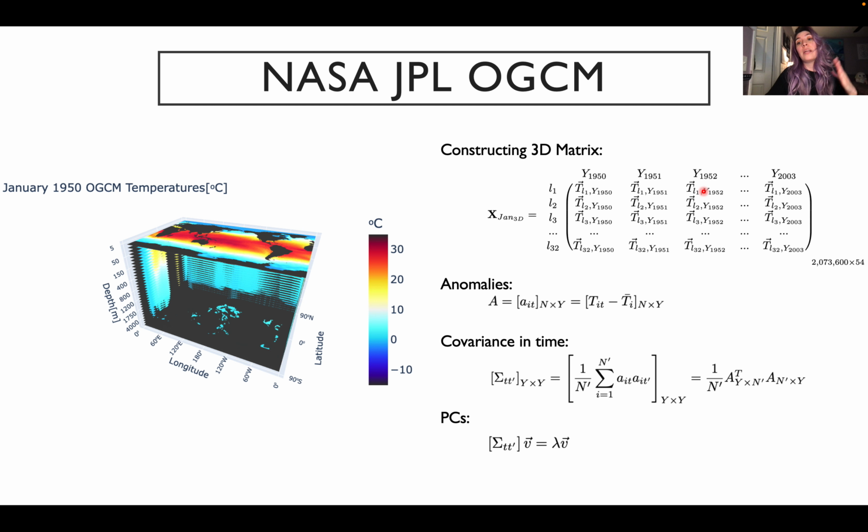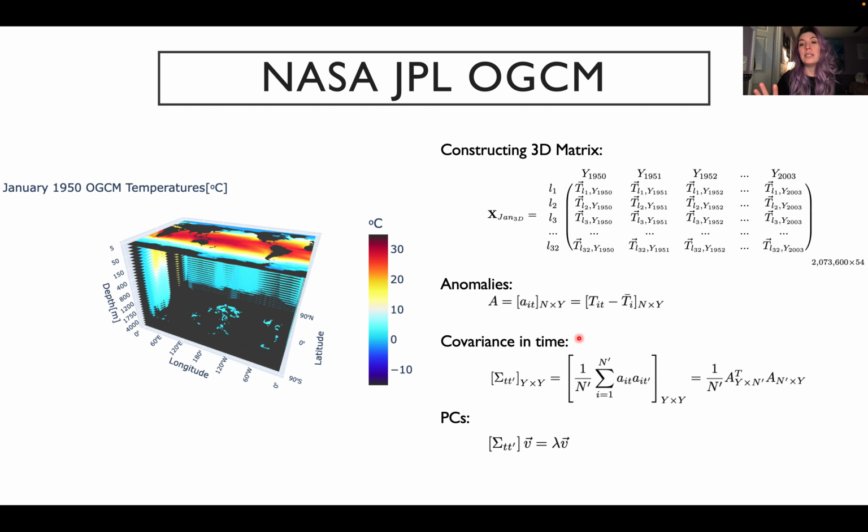So if I wanted to then construct a 3D matrix from this, all I would have to do is stack the layers on top of each other until I get to the 32nd layer, and I'm left with this n by y matrix here. And from this data matrix, I can then compute my anomalies, which is just subtracting the means, and I can then compute my covariance in time.